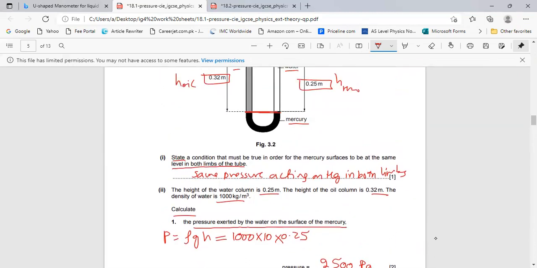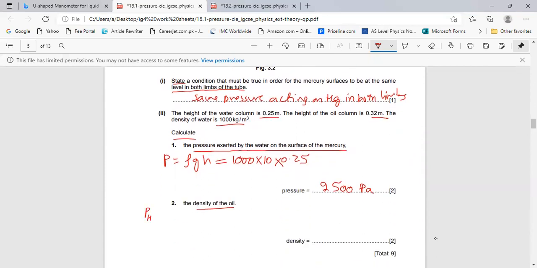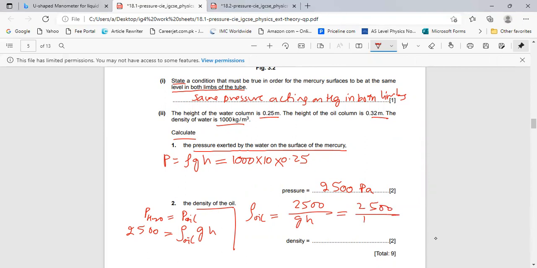So we know that at the same level, pressure is the same. So pressure due to oil and pressure due to water are the same. Pressure due to water is 2500 Pascal, and pressure due to oil is rho oil into g into h. As you have to find the density of oil, you'll shift g and h to the other side. So it is 2500 over 10 into depth, which was 0.32. So you'll do the maths to get the answer.